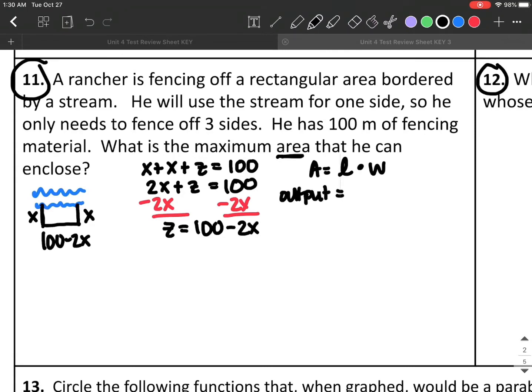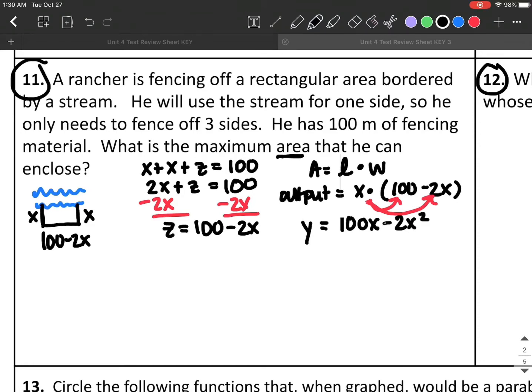I'm going to multiply x times 100 minus 2x. I'm going to distribute that x to both things inside the parentheses. Instead of output, I'm going to write y, because that's a variable I normally use for output. And I'm going to get 100x minus 2x squared.